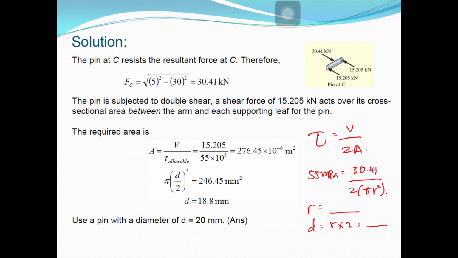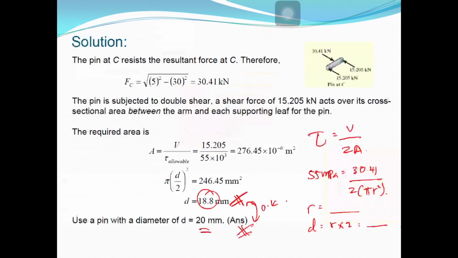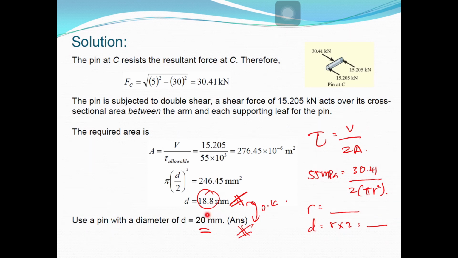Same answer, same solution. You got 18.8 mm diameter, so 20 mm. If you answer this one, it is also okay. If this one, it is also okay, both are okay. But it's asking for the nearest 5 mm. So the nearest 5 mm is 0, 5, 10, 15, 20. So you use 20.